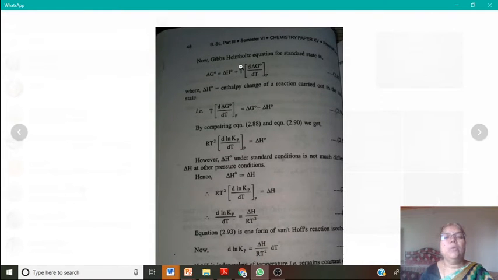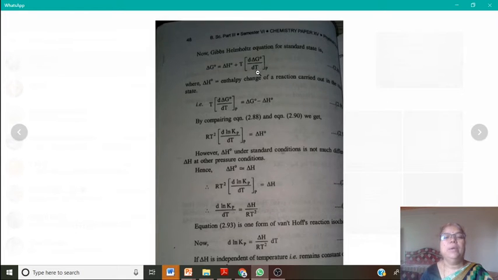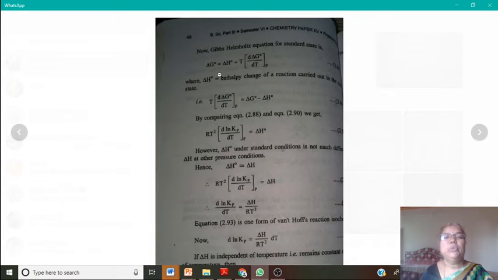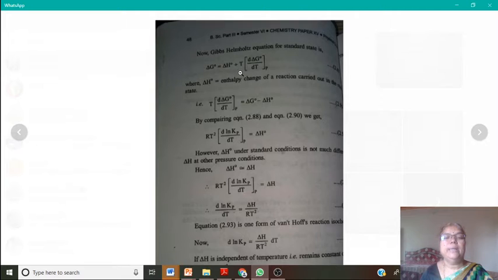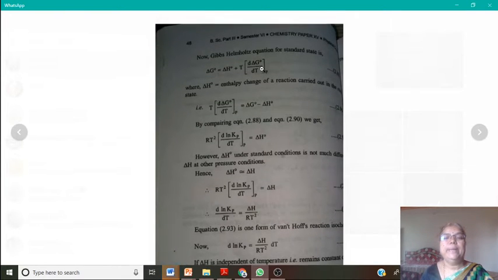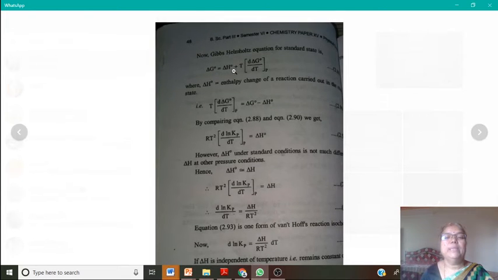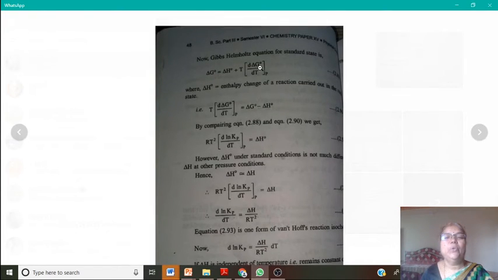Now, from the Gibbs-Helmholtz equation, we have ΔG° equal to ΔH° plus T into d(ΔG°)/dT. This equation we have written in the standard state. This is the 0 above G, this 0 above H, and 0 above G.